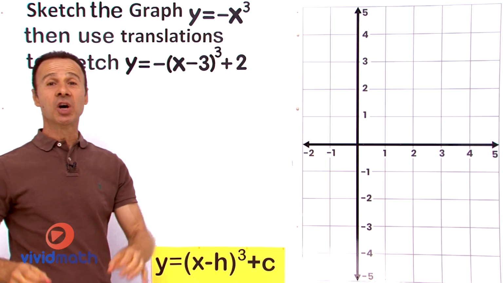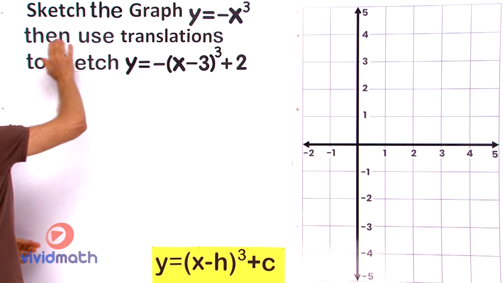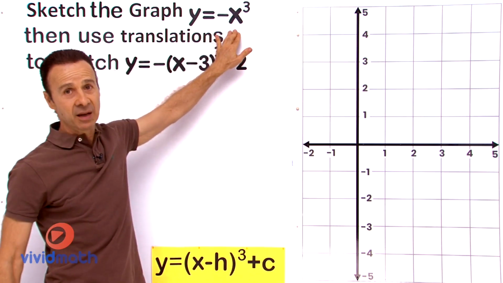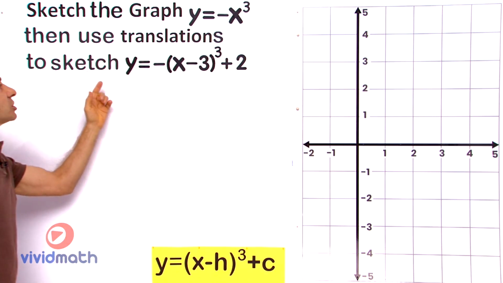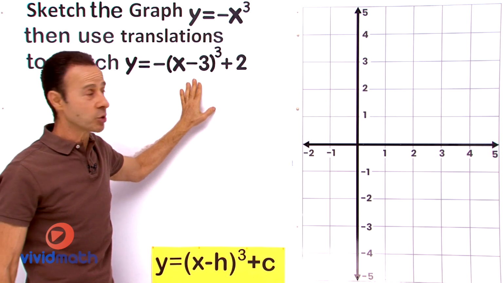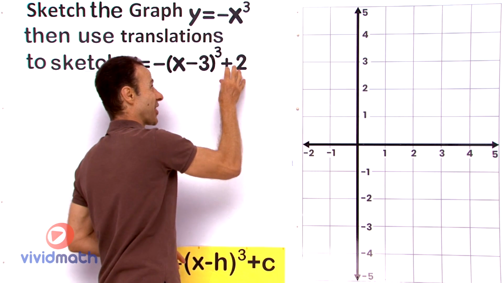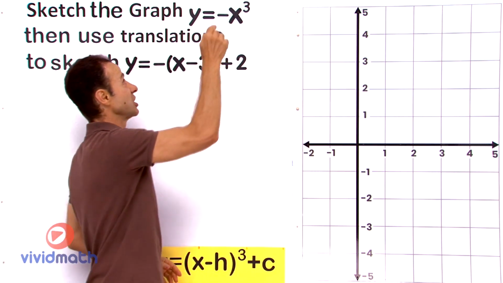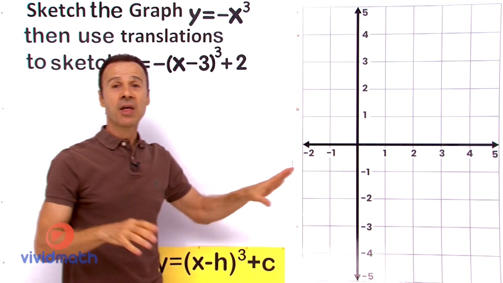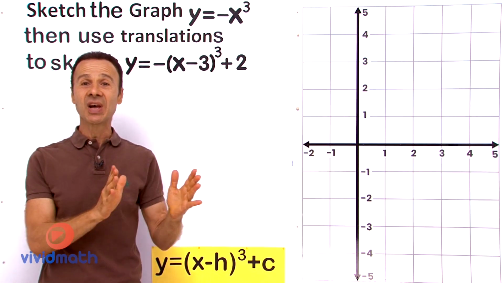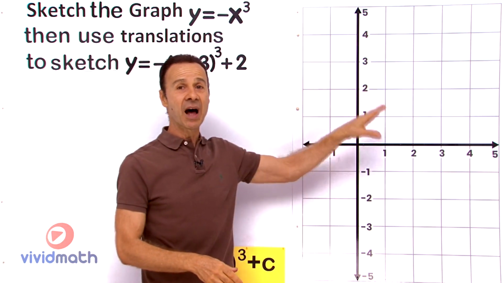Okay, in this video episode, we are going to use a parent graph to sketch another graph. The question asks, sketch the graph of y equals negative x cubed, and then use translations to sketch y equals negative (x minus 3) all cubed plus 2. So essentially, we're going to use this graph to sketch that graph. The first thing we want to do is actually sketch this graph. Once we sketch it on the number plane, we're going to use vertical translations and horizontal translations in order to draw that other graph.